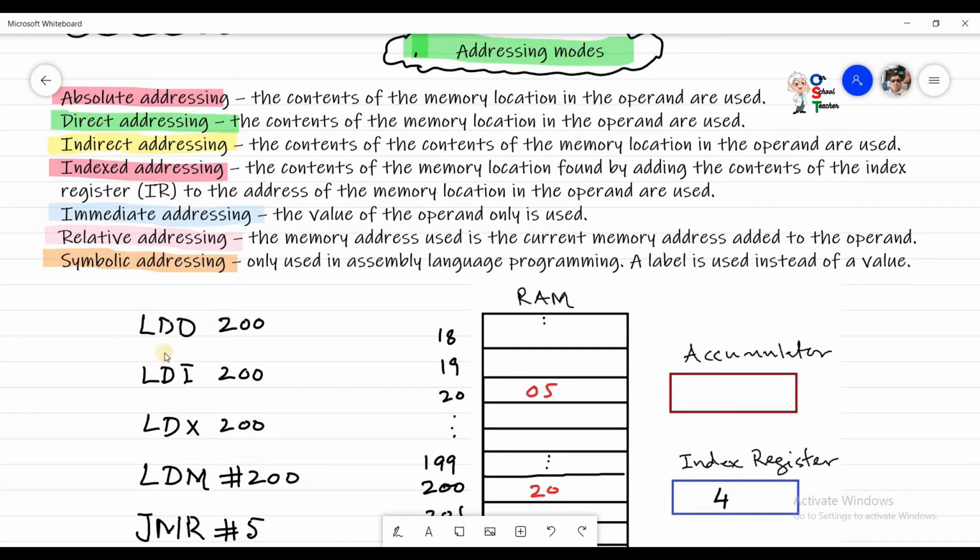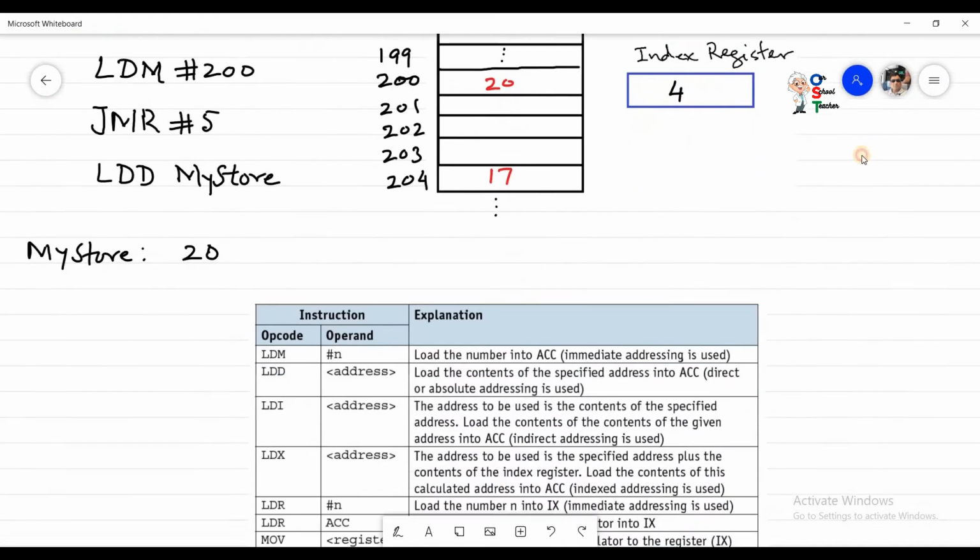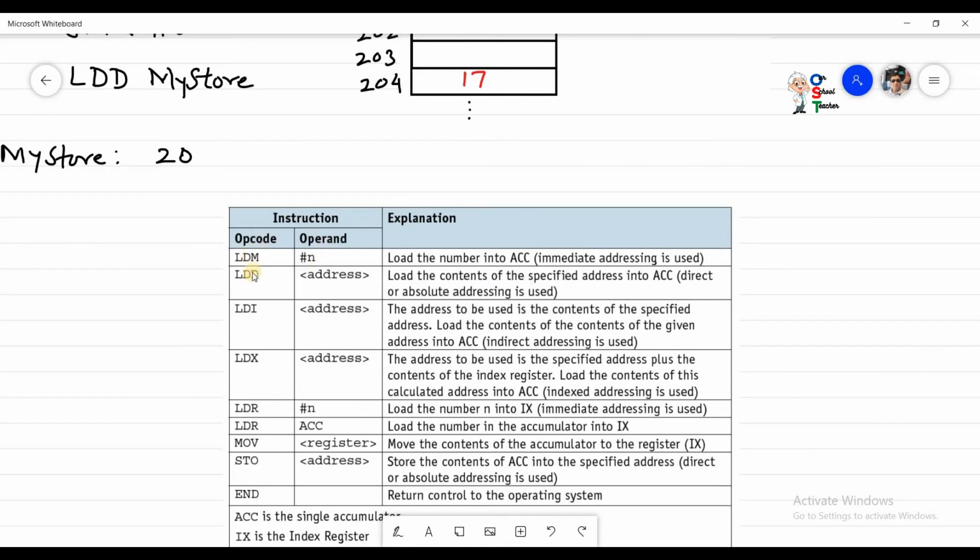The first one is absolute or direct addressing. For example, we will take help of the load commands. In your book, a number of different commands are given. We will use these commands: LDM, LDD, LDI, and LDX. Their syntax and explanation are also given in your book. What is the purpose of LDM? With LDM, the operand is written as some value, a decimal number, and it loads the number into the accumulator. The load command is used to load some data into the accumulator. The accumulator is one of the main registers of the CPU.